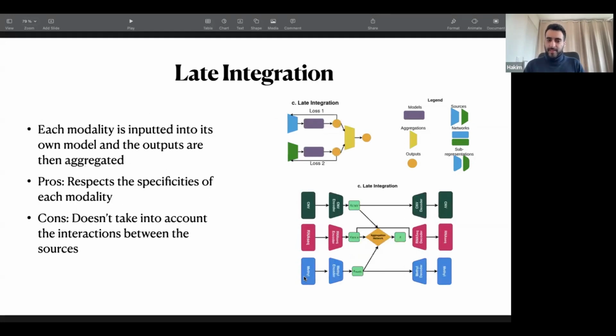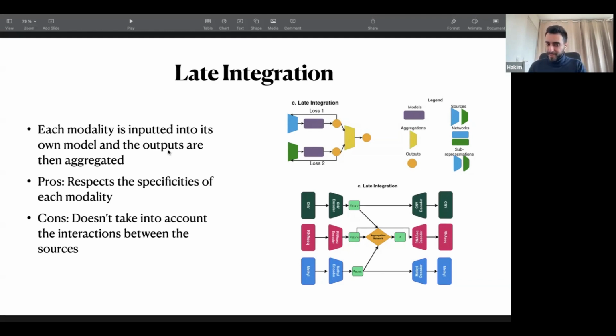The second type is late integration, where each modality is inputted into its own model, and instead of aggregating the input, we aggregate the output. So in the case of variational autoencoder, each source goes through its own variational autoencoder, creates its own latent representation, and we aggregate the latent representations at the end to give a final latent representation.